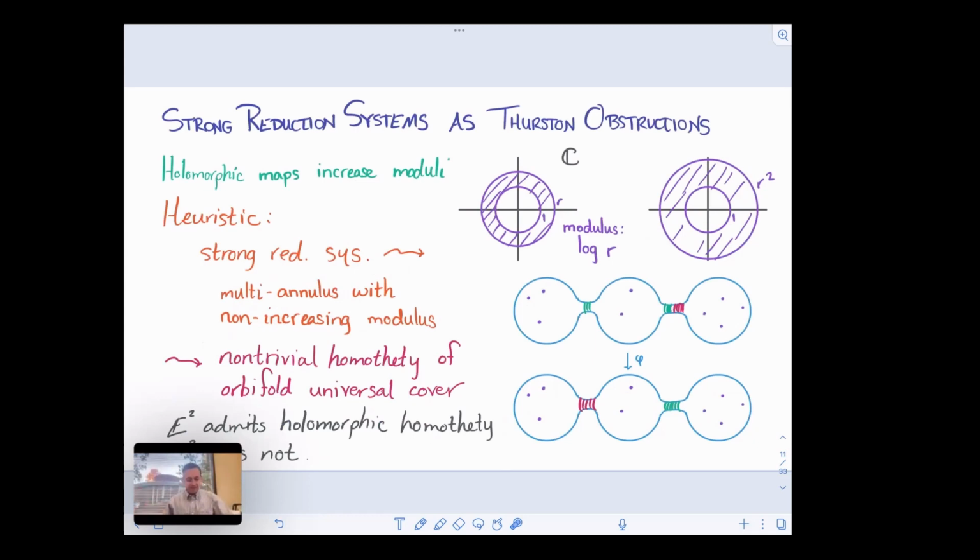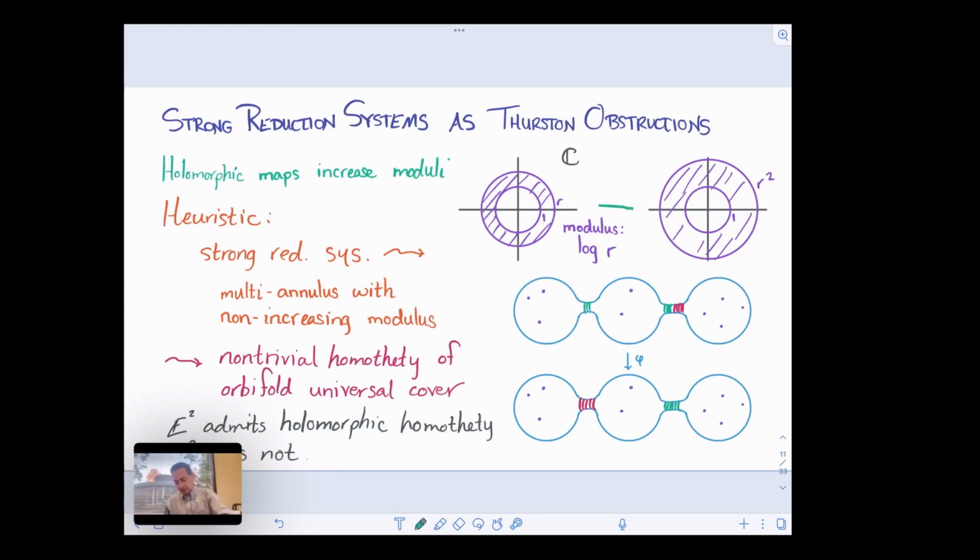It's on this slide. So, okay, why are strong reduction systems Thurston obstructions? They're not always obstructions to holomorphicity or rationality. I'm just conflating holomorphicity and rationality. But I'll explain that they are most of the time. So most of the time, these strong reduction systems obstruct holomorphicity. And the basic idea is holomorphic maps increase moduli, which I said.